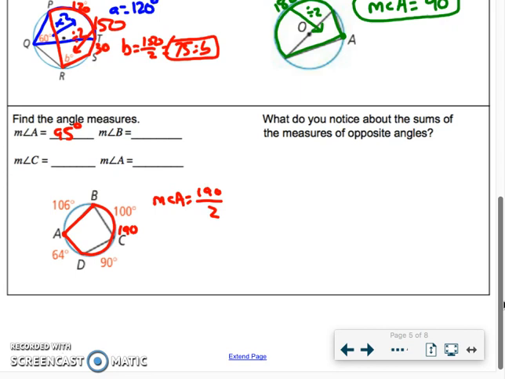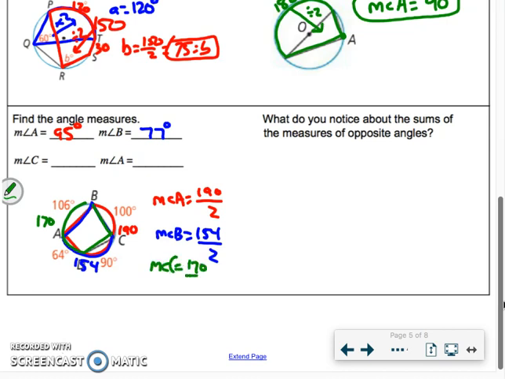Okay, then I'll move on to angle B. Angle B is here. All right, that's going across a 90 and a 64 for a total of 154. So the measure of angle B is 154 over 2, or 77. Looking at angle C, it's going from here to here, cutting off this entire arc from 64 to 160, or a total of 170. So the measure of angle C is 170 over 2, or 85.